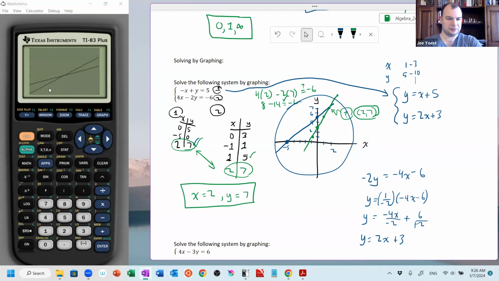But I can see that this intersection does really appear to be at x equals 2, right between 1, 2, and 3. And it does appear to be at this third tick mark up: 5, 6, 7, 8, 9, 10. So it does appear to be at 2, 7.